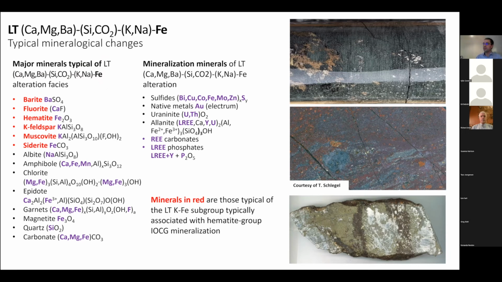Here, the minerals listed in red are typical of hematite group IOCG mineralization that is characteristic of the Gawler Craton in Australia, so sensu stricto hematite group IOCG mineralization. But there's also a wide suite of minerals that are possible at low temperature, associated with a wide diversity of potential metals that can be concentrated.